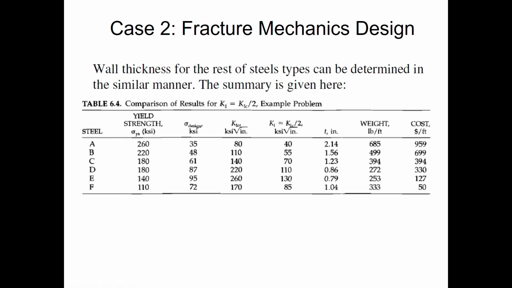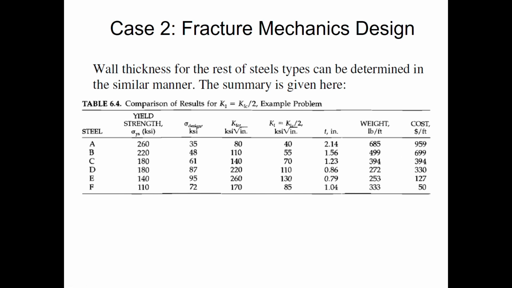Alright, once we obtain all of the values, for D for example, we obtain the sigma design as 87, and the thickness is 0.86. Then we need to repeat the same procedure for the other steels as well, for example steel A, steel B, C, D, and F. D we just did, E and F, sorry. So once we get all the values, we can check what is the weight for each material and what is the cost of manufacturing that pressure cell.